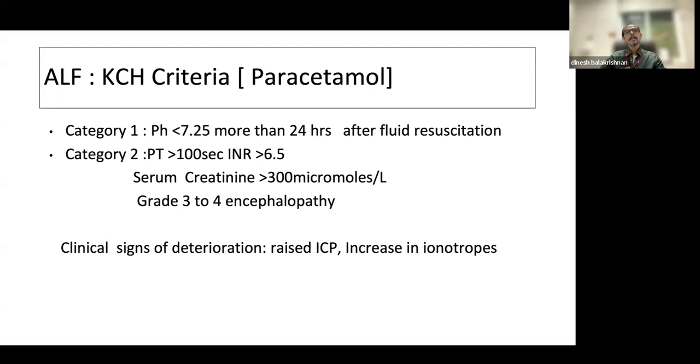So for paracetamol, a pH less than 7.25 after more than 24 hours of fluid resuscitation is in itself an indication for an emergency liver transplant.